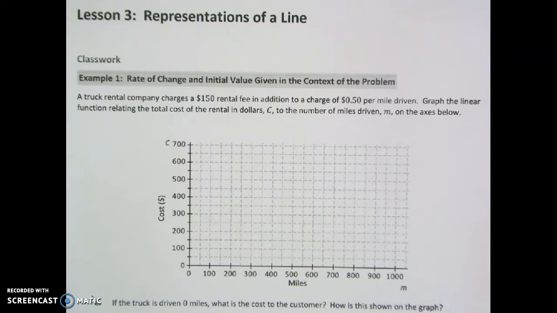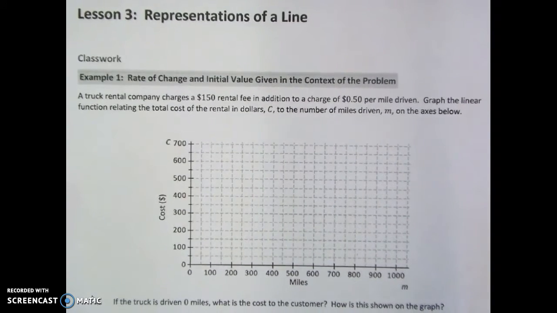We're looking at a truck rental company that charges $150 just to rent the truck and then 50 cents for every mile that you drive. So we're going to graph this function. The biggest difference here from what we've been doing in the past is we are not going to use X and Y. We are actually going to use C and M. So we'll see that here at the very end in the equation.